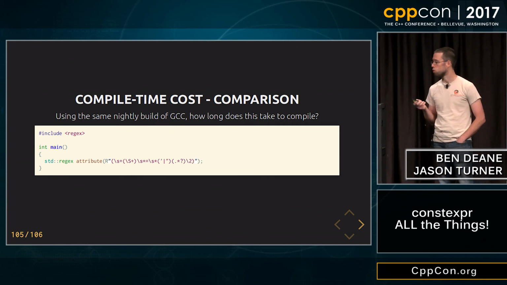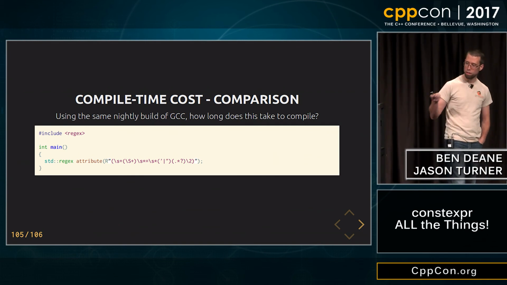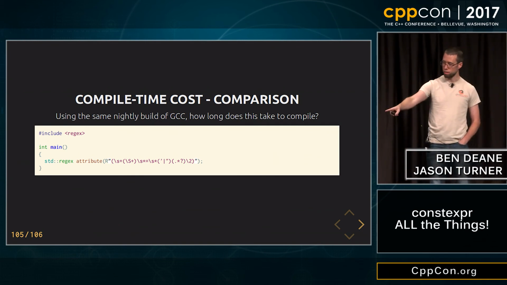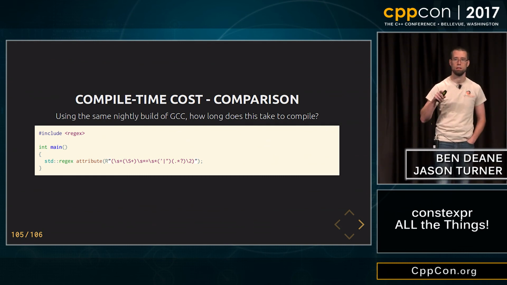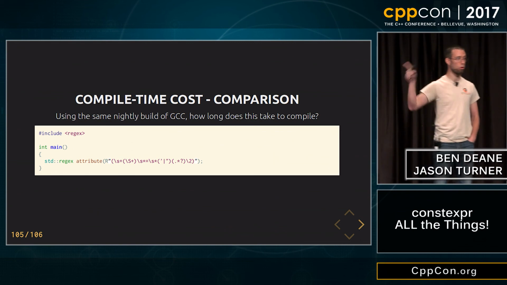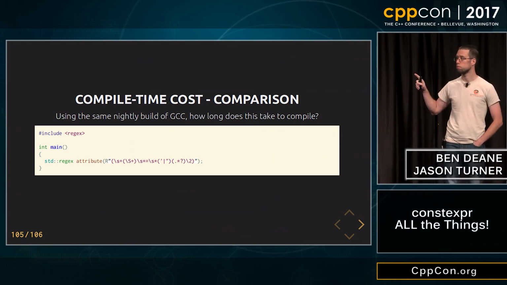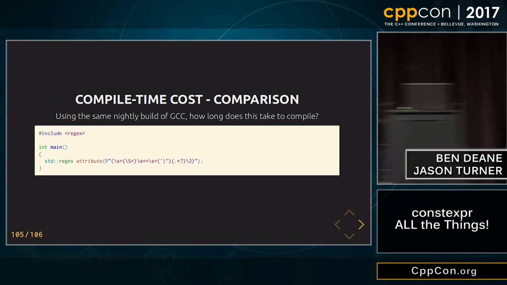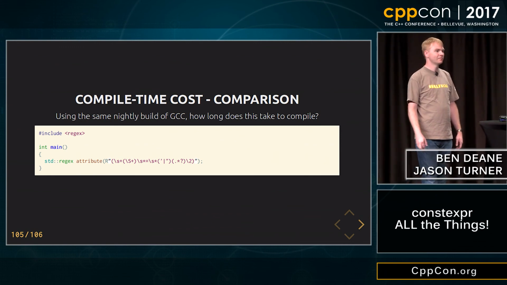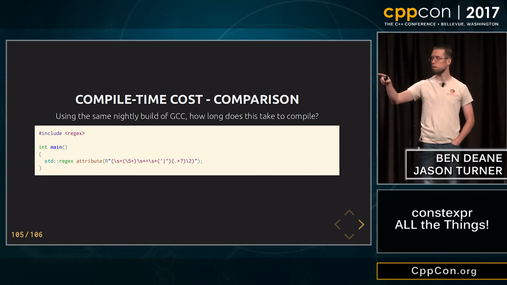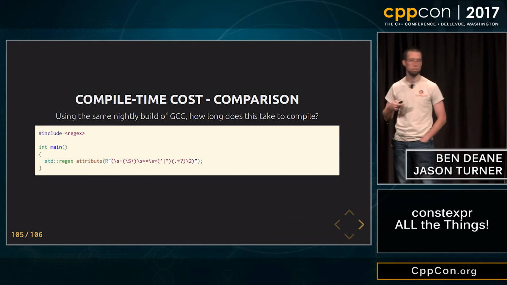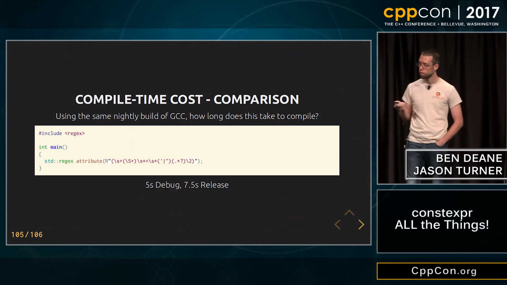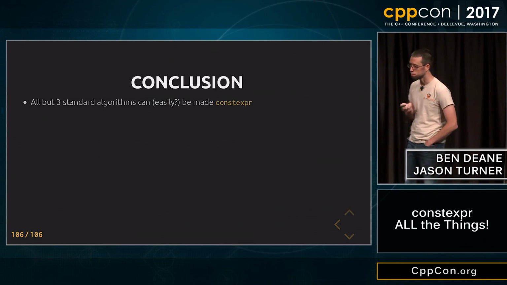And I just wanted to make a quick comparison before we wrap this up. Anyone want to take a guess as to how long this takes to compile with GCC today? This is a full program, regular standard library, not constexpr, just using regex. 3 seconds, I hear? About 5 seconds. It's about the same time as compiling our stuff that's doing it all at compile time.